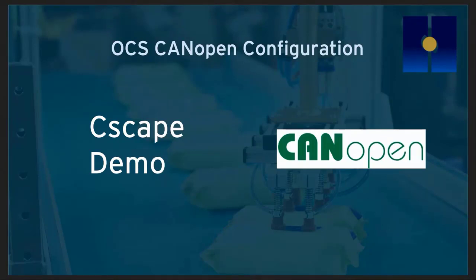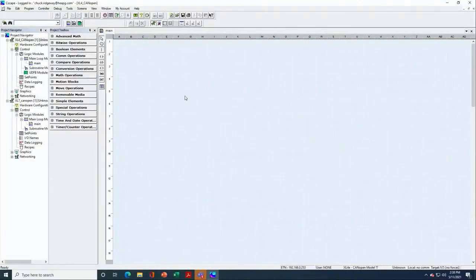Okay, for the next couple minutes, I just want to show you how to select CANopen in an OCS application. So for that, I need to fire up Cscape, which I have done here. I've got a couple of projects open. Let's start with my currently open project, which is an XL4.